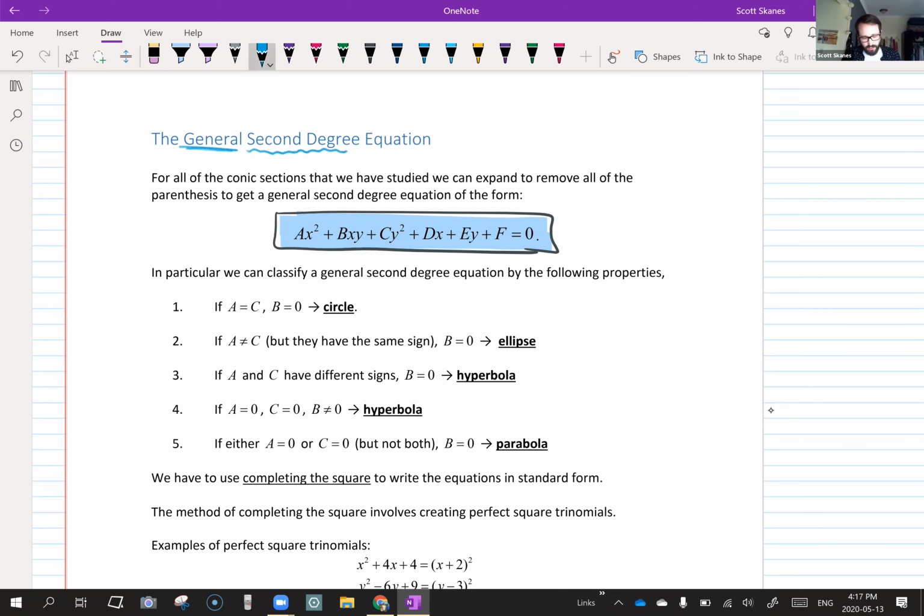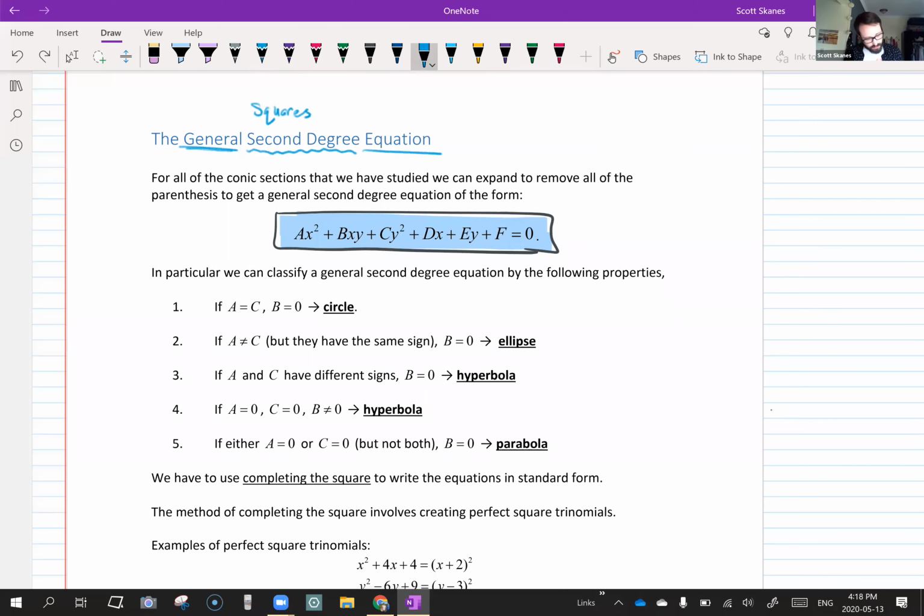Second degree, do you know why it's called second degree? It's called second degree because we have squares. These squares here are our highest power. That's our highest power we can see. That's what it means by second degree. And of course, equation just means it's equal to something. But in short, it's how we could describe any conic section. It can all have this form.